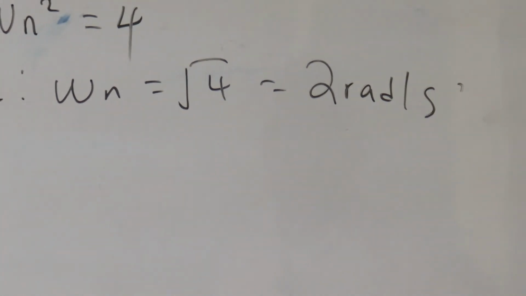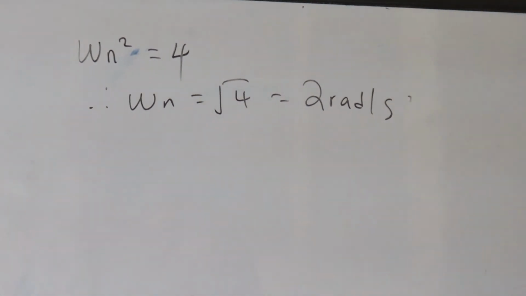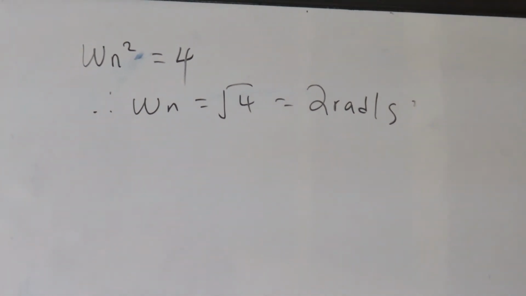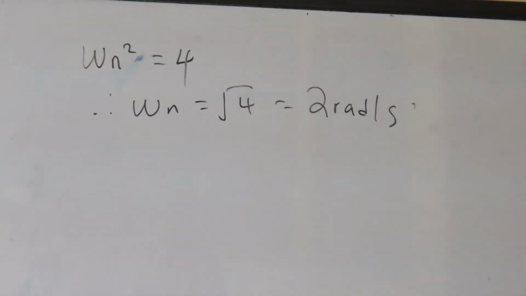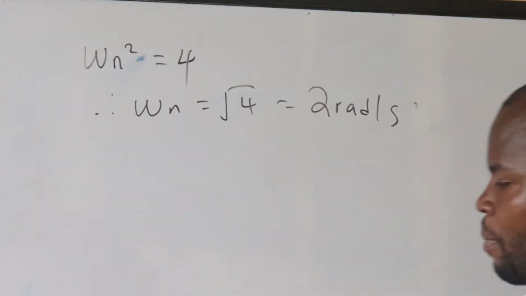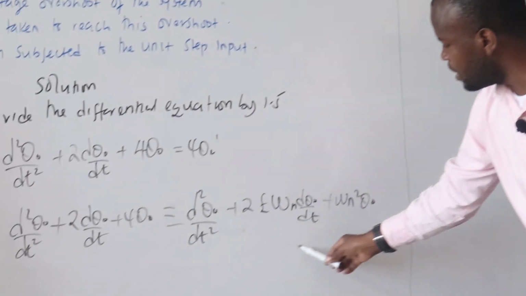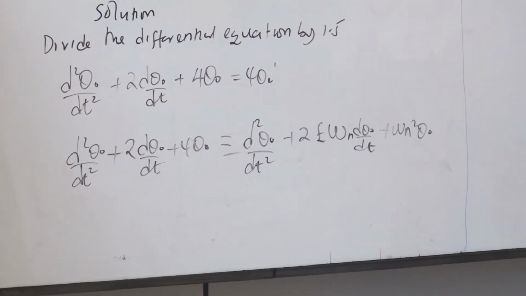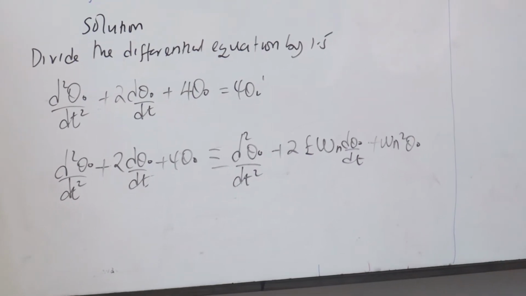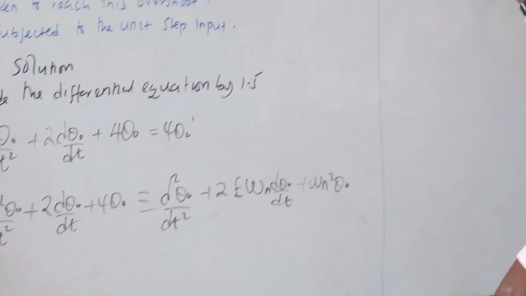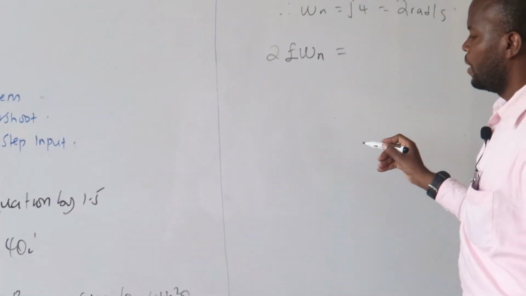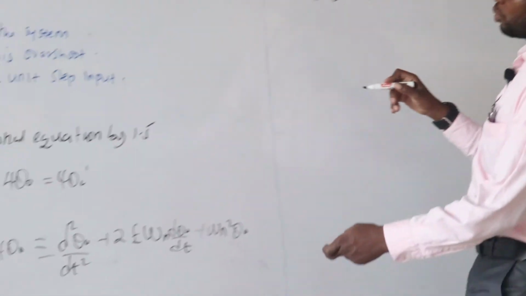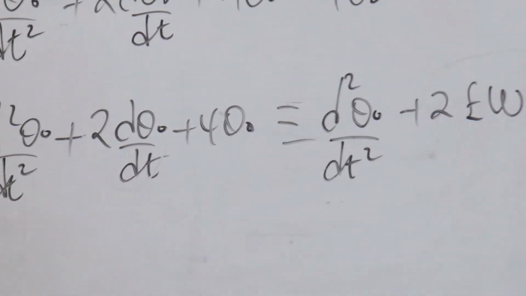2 rads per second. Now we have the omega n, and therefore we can compare the second part of the equation, that is 2 zeta omega n, with the given coefficient. So this one can be the first equation. 2 zeta omega n should now be equal to 4. It should be equal to this 2. So we can say that that is equal to 2.